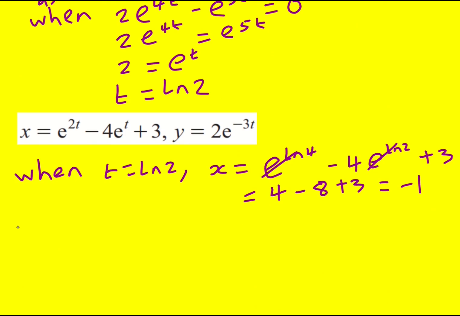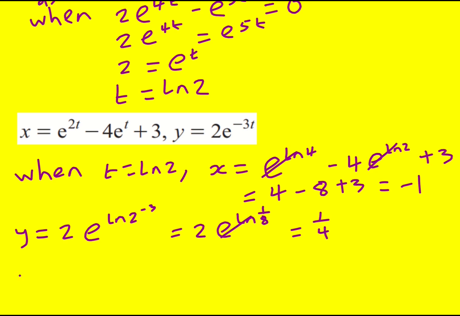And then y is going to be 2e to the ln 2 to the minus 3, which is actually 2e to the ln of 1 over 8. These bits cancel, we're left with a quarter. The coordinate is going to be minus 1 and a quarter. Well done.